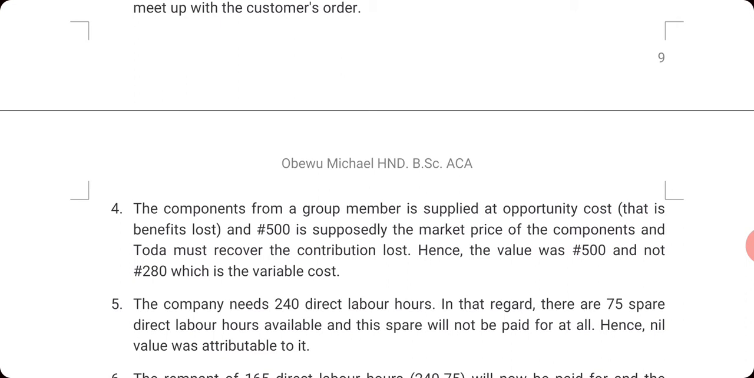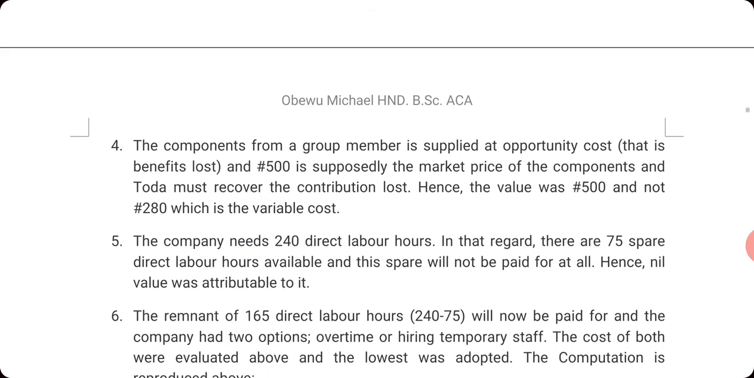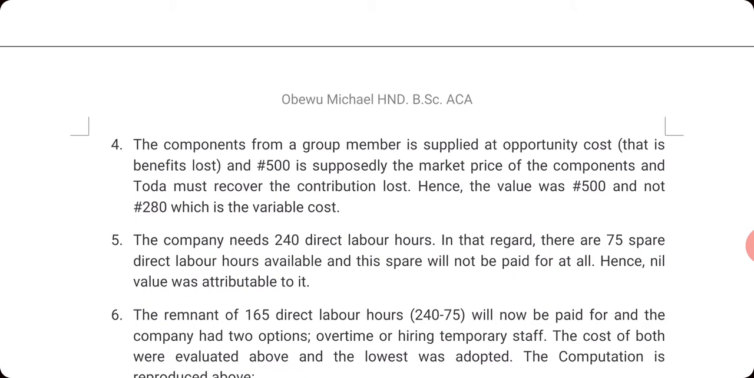But be that as it may, now in this scenario, in this question we are taking, Dangote, Tadex has a company that supplies a component, and that company is a member of their group, and that company sells their product at opportunity cost. I did take my time to explain what opportunity cost is.